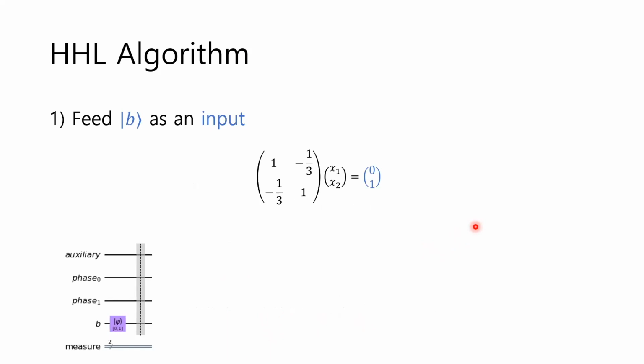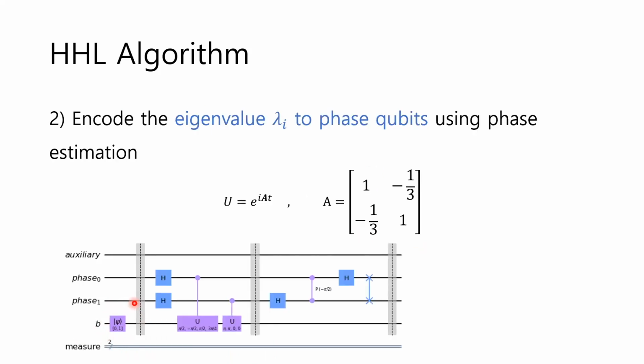Okay, first is to set b as an input, like here. The input will be fed like this. And second, encode the eigenvalue lambda_i to phase qubits using phase estimation. So the unitary U used in this phase estimation algorithm is exponential of iAt, where A is the coefficient matrix.